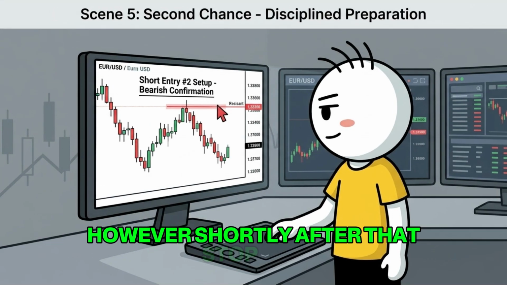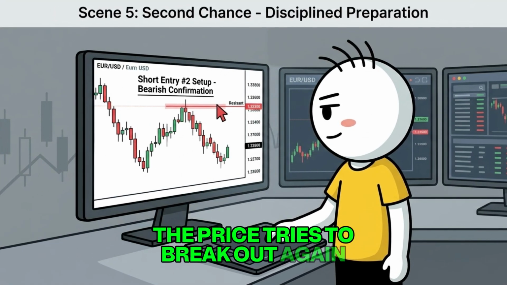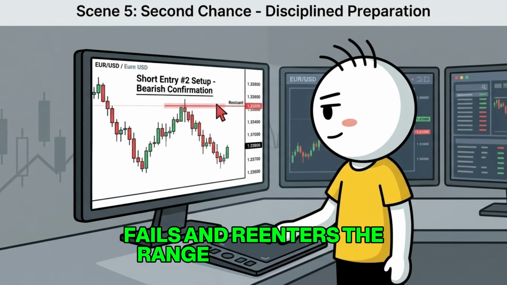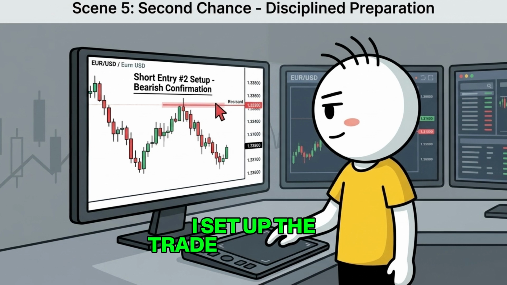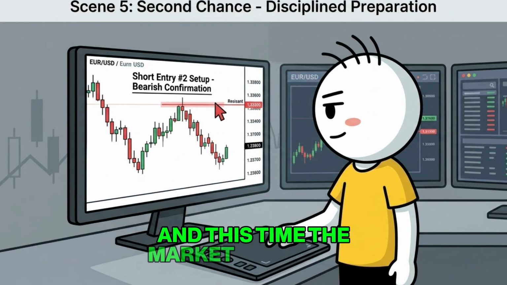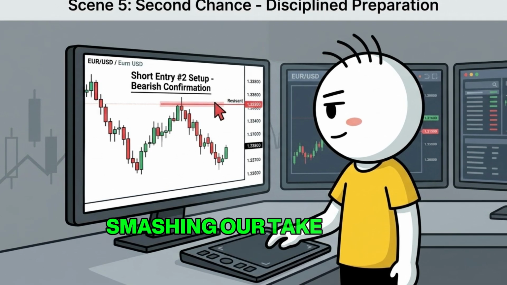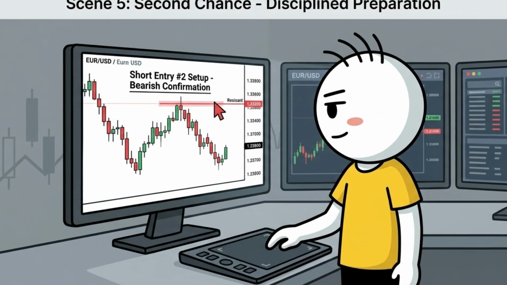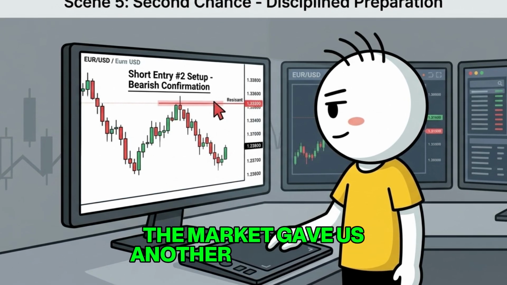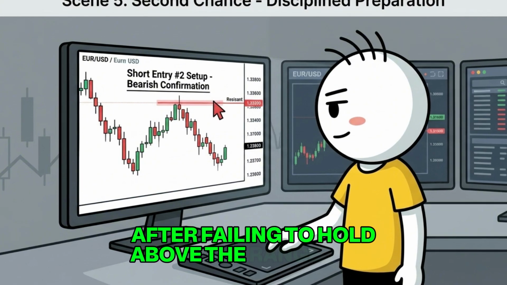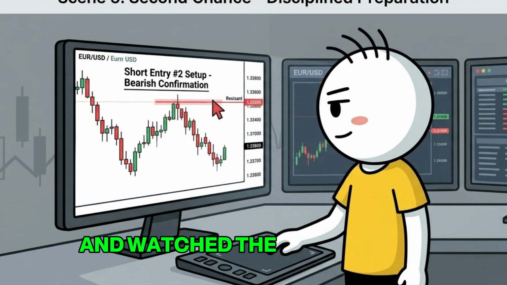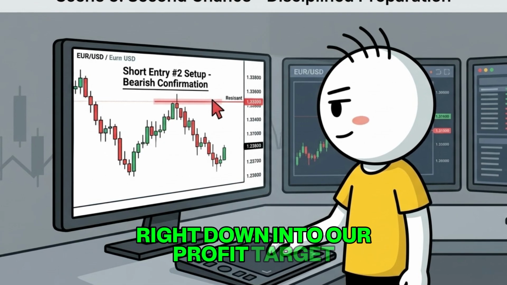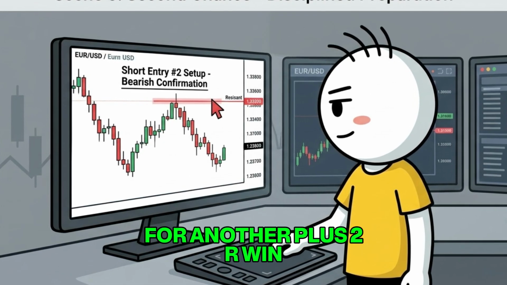However, shortly after that stop out, the price tries to break out again, fails, and re-enters the range a second time, triggering another short entry. I set up the trade exactly the same way, and this time the market collapses beautifully, smashing our take profit for a +2R gain. As the day progressed, the market gave us another short setup after failing to hold above the range high. I took the sell, set my 2-to-1 target, and watched the market slide right down into our profit target for another +2R win.